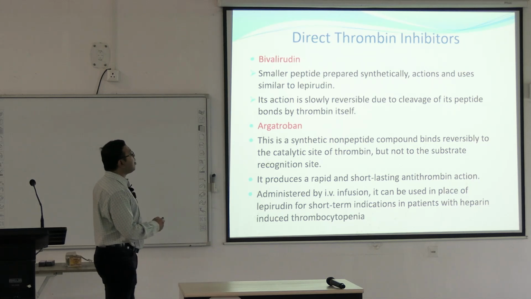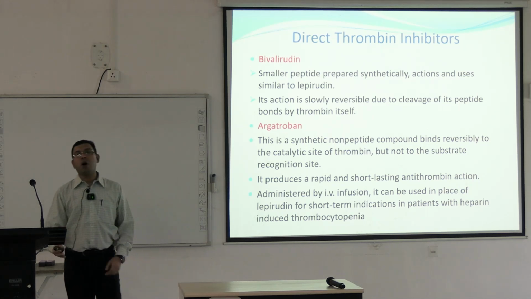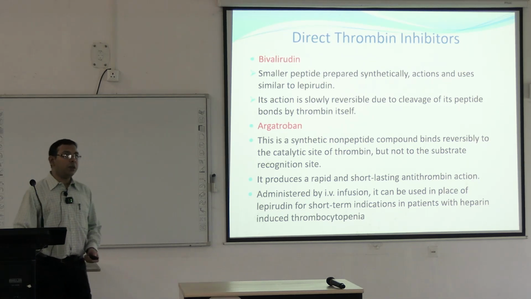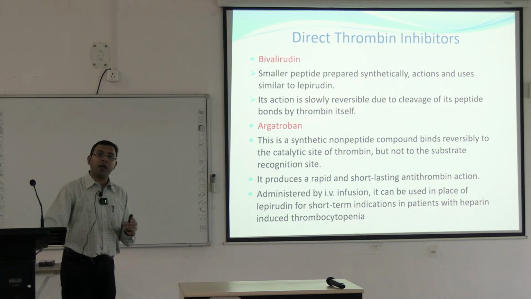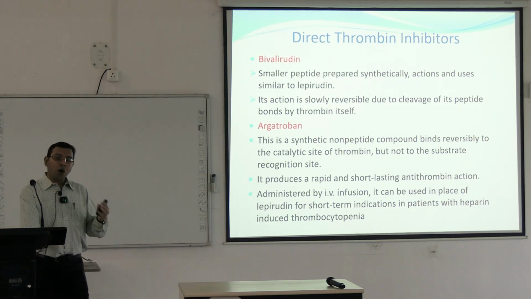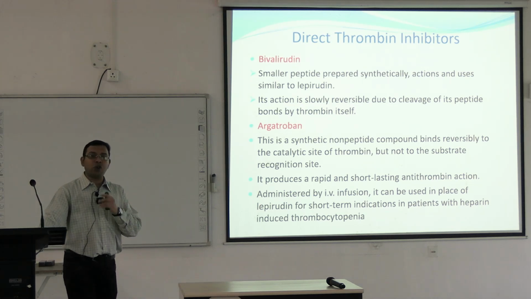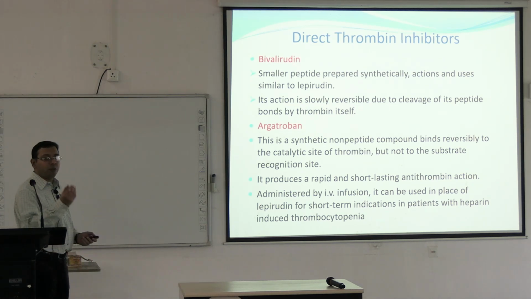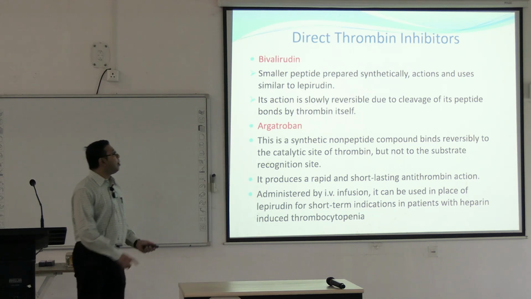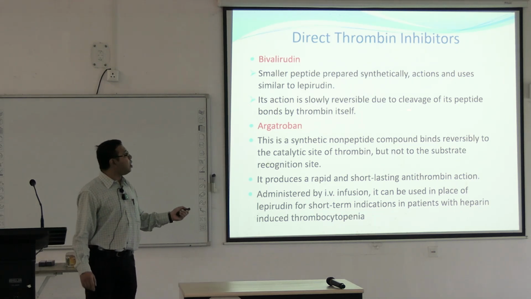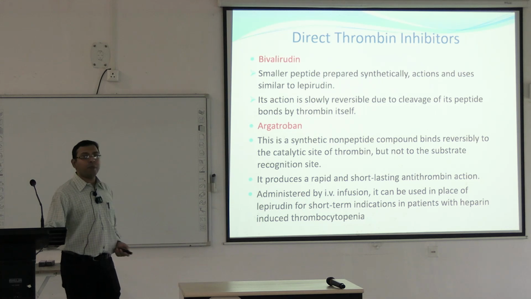We are more using the bivalirudin and argatroban. These are the newer direct thrombin inhibitors. Mainly the indication of this direct thrombin inhibitor is the heparin induced thrombocytopenia or heparin induced thrombocytopenia with thrombosis. So bivalirudin is a smaller peptide prepared synthetically. Action is similar to lepirudin. Its action is slowly reversible due to cleavage of its peptide bonds by thrombin itself.